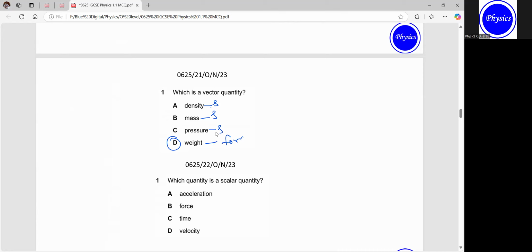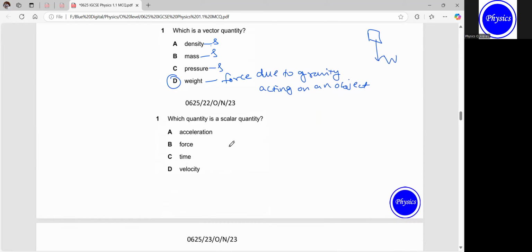Weight is the force due to gravity acting on an object. So there is a force towards the center of the location. An object is subjected to weight towards the center of the location. So there is a direction. It is a vector quantity, magnitude with direction.